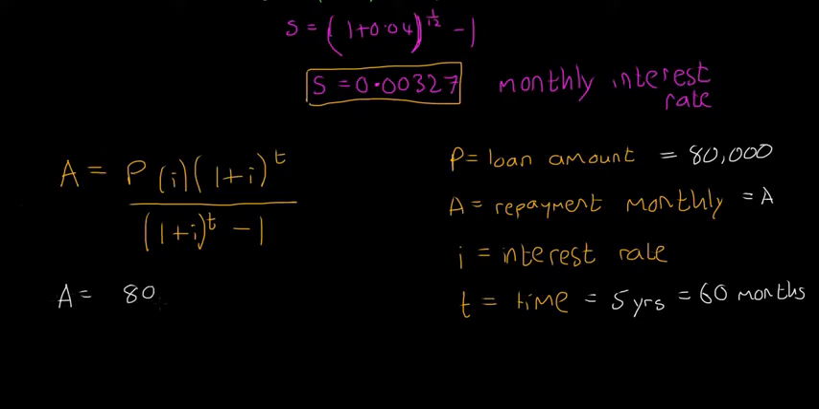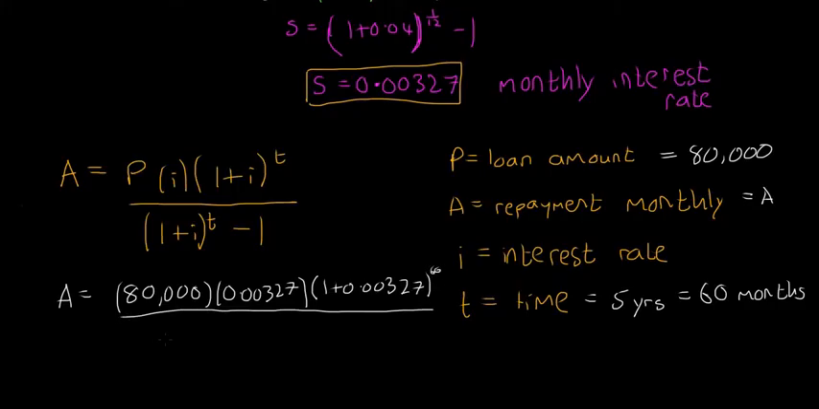We're going to have A is equal to 80,000 multiplied by 0.00327 multiplied by 1 plus 0.00327 all to the power of 60. Okay, so it's getting a little bit squished, and that's divided by 1 plus 0.00327 to the power of 60 minus 1.